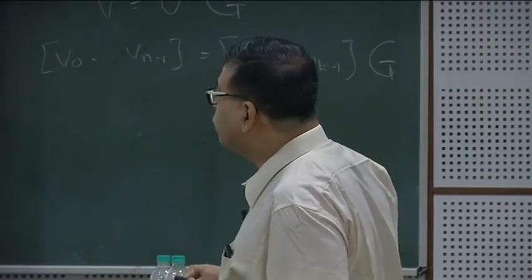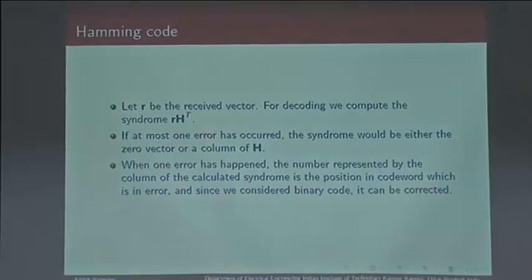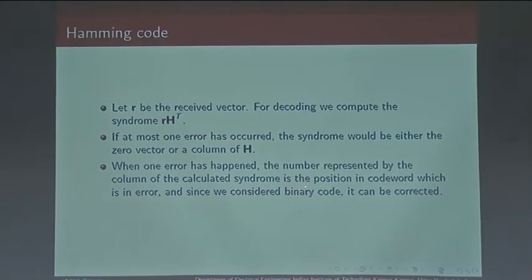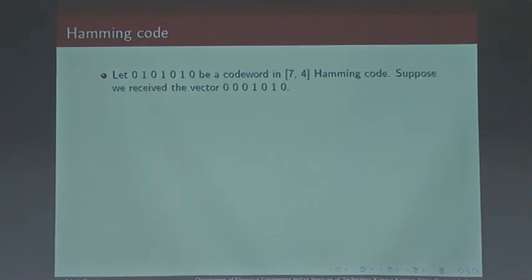So, when a single error happens, the number represented by the column of the calculated syndrome is the position in the code word which is in error. And since we have considered a binary code, if we know which position is in error and the code is binary, we will just flip the bit. So, let us take an example.